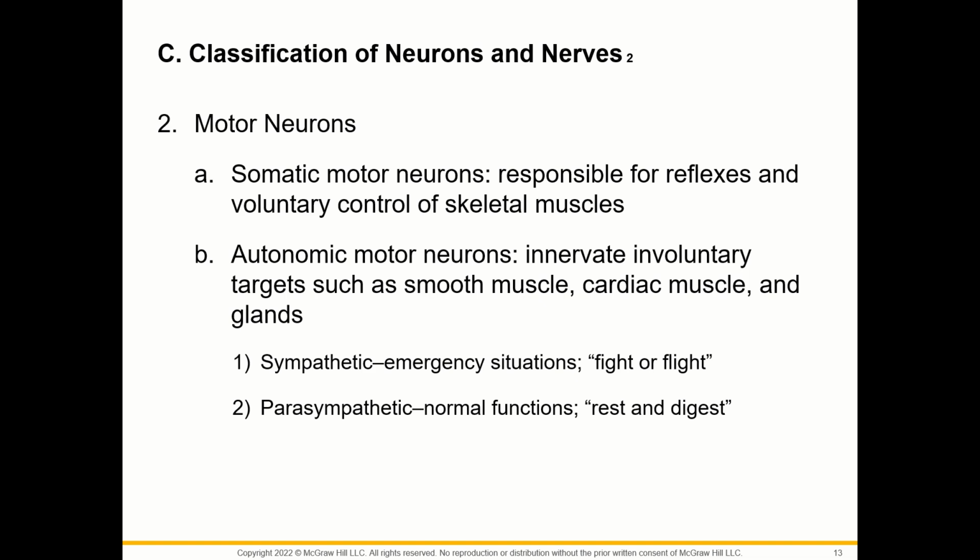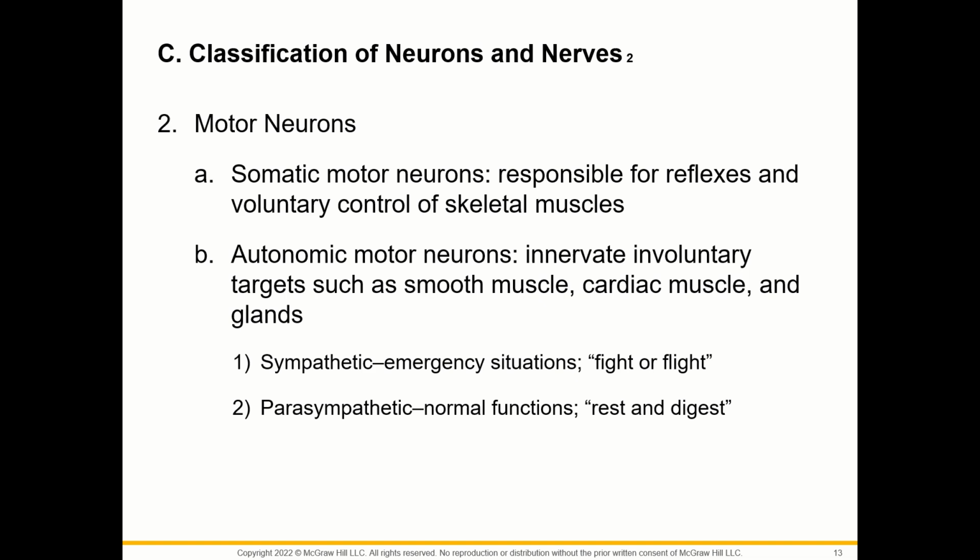All right, let's look at motor neurons. Motor neurons have two major types, somatic and autonomic. The somatic motor neurons are responsible for reflexes and voluntary control of skeletal muscles. Somatic is perceived consciously. You're aware of it. So anytime you hear the term somatic, that's going to be something you're consciously aware of. And the autonomic is going to be the opposite of that. You're not consciously aware of it unless you have pain in an organ or something like that.